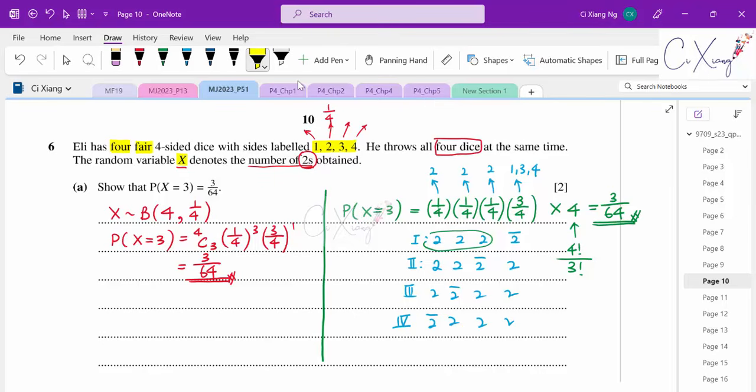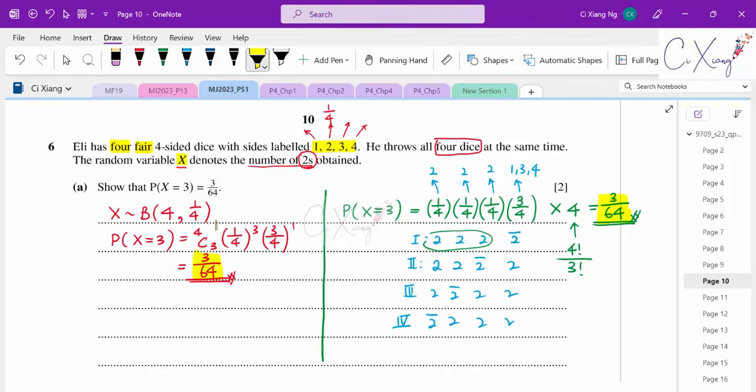Okay, so basically these are the two methods that you can try out. If you are able to identify that this question belongs to binomial distribution, then it will be very straightforward for you. You can straight away apply the binomial formula. But if you cannot identify that this is a binomial distribution, since it is not so obvious, you can try to list out the probability dice by dice. And of course, you have to consider the arrangement for all the 4 dices. So this is what we have for the probability of x equals 3.